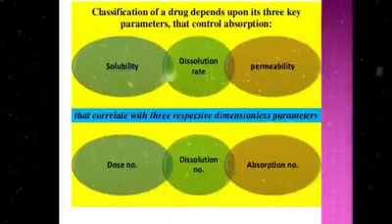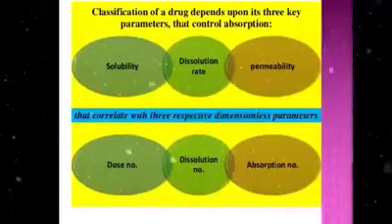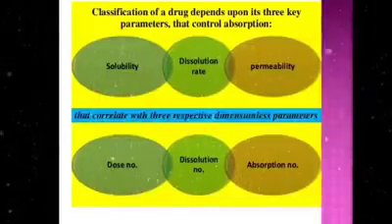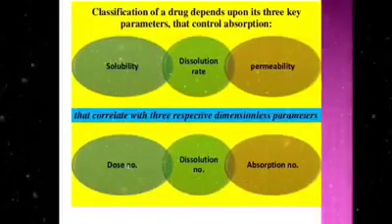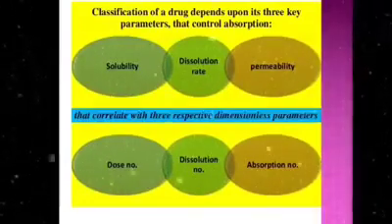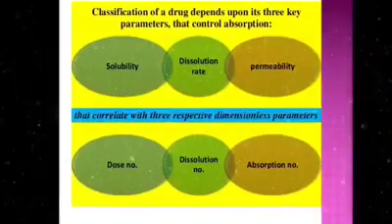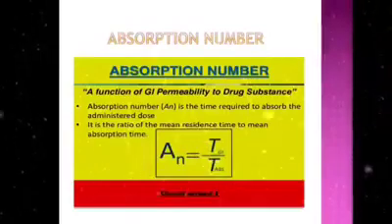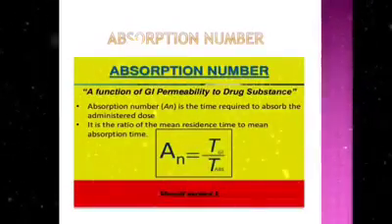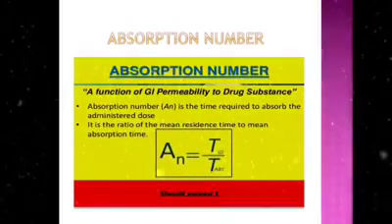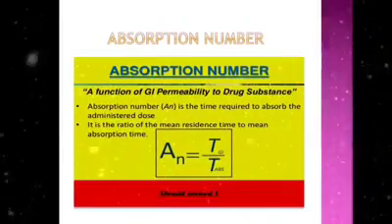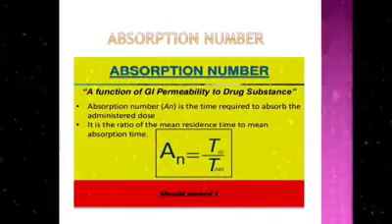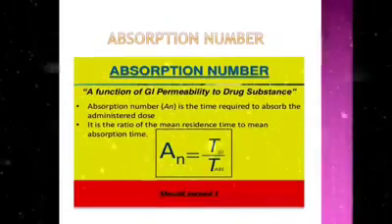Basically, drugs can be classified on the basis of three key parameters: solubility, dissolution rate, and permeability, which are correlated with the dose number, dissolution number, and absorption number. Absorption number is a function of GI permeability of the drug substance. It is the ratio of mean residence time to mean absorption time in the GI. It can be explained by the formula mentioned here.